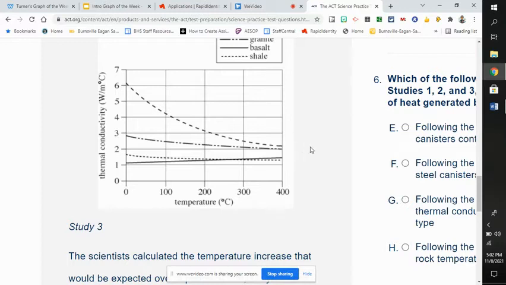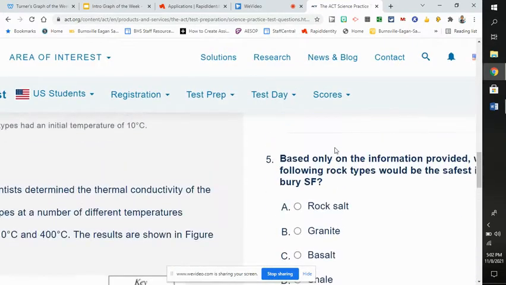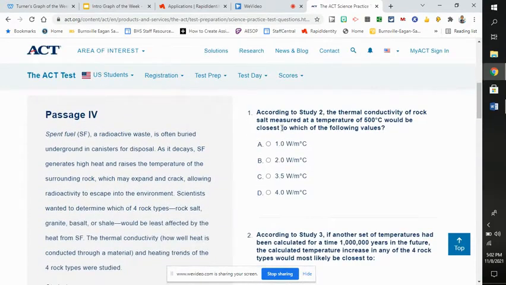So you're going to extrapolate where might that line be for the 500 degrees. So it's going to be closest to 1, 2, or 3. Let's take a look at our answer choices. 1, 2, 3.5, or 4. What would be the best answer?